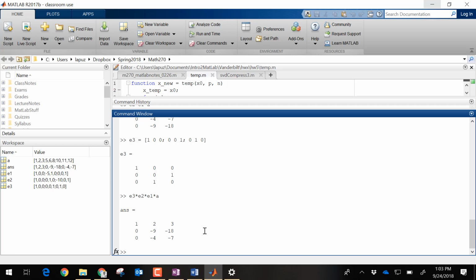So let's create another elementary matrix, E4. And what's E4 going to look like? I'll say 1, 0, 0 for the top row. What's the middle row? Negative 1 over 9 and 0. And then the last 0, 0, 1.